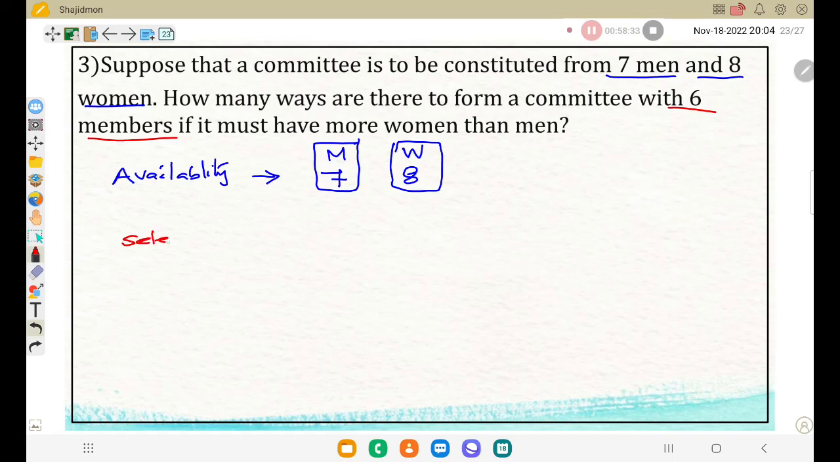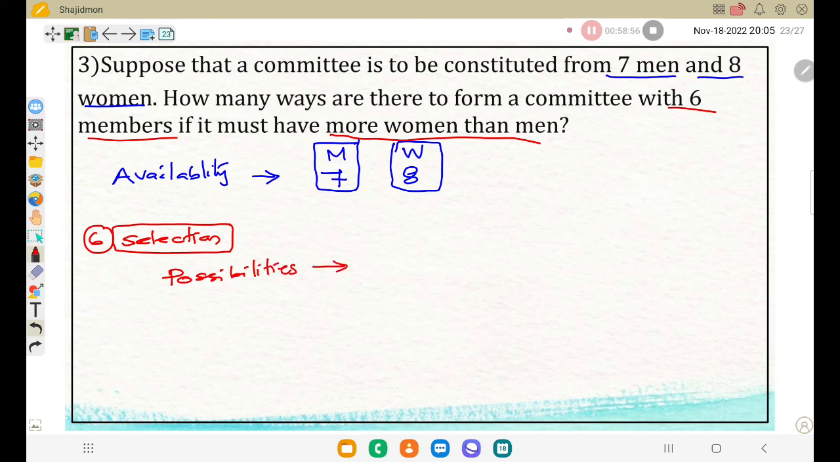So in selection, how many persons do we need to select? 6, correct? 6 members. It must have more women than men. That is the question. Men number less, women number more. Women should be more compared to the men. How many ways can we select? So what are the possibilities? Can you tell me? 7 men are there and 8 women are there. More women it should be, so majority should be women, correct? You can check what are the possibilities here.